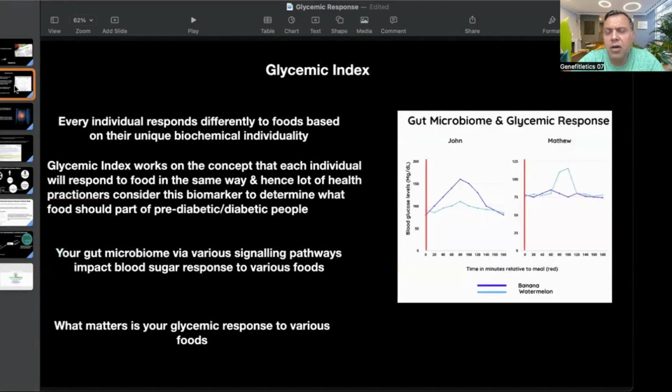So again, glycemic index is one of the oldest ways of understanding whether a food is going to spike our blood sugar level or not, right? And this concept assumes that every individual will react to a food in the same way, which is exactly wrong, right? Different individuals respond to different foods differently based on their unique biochemical individuality, right?